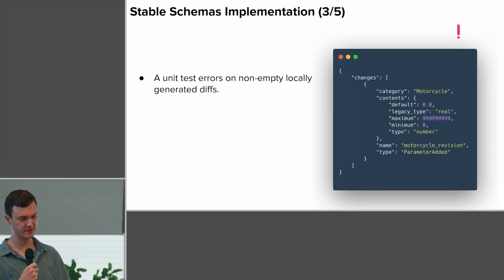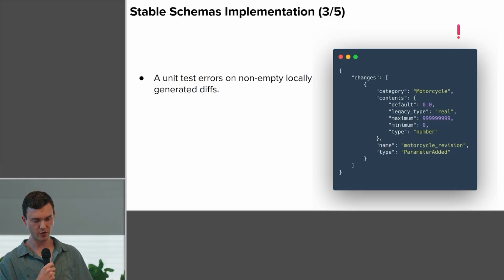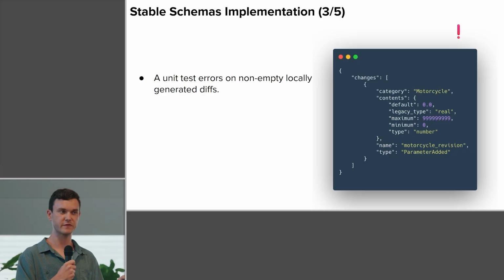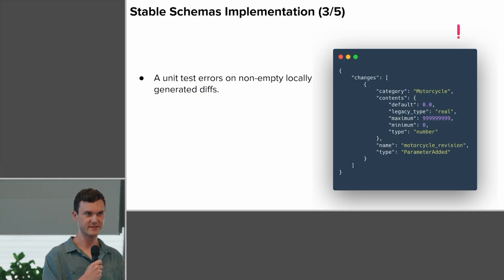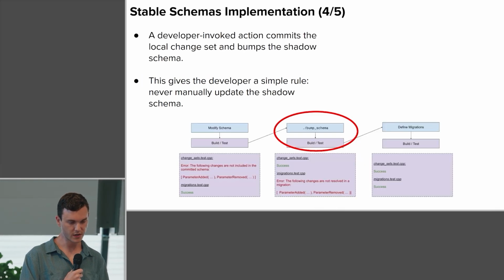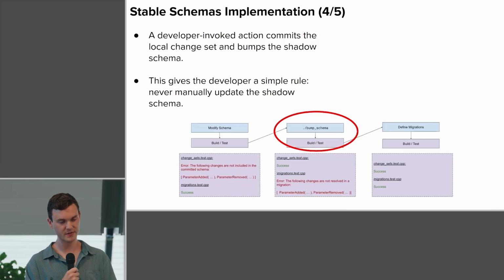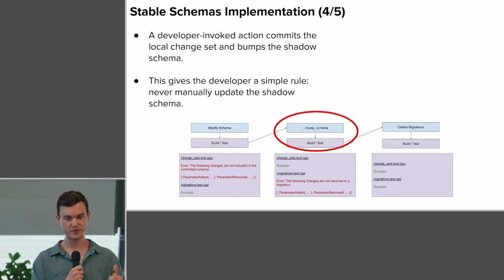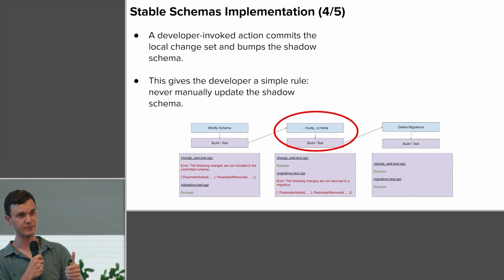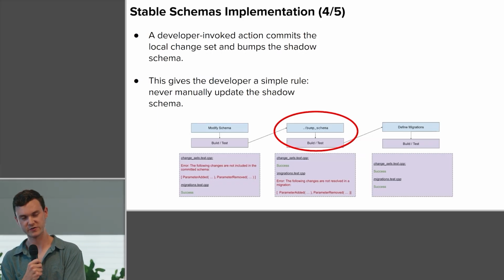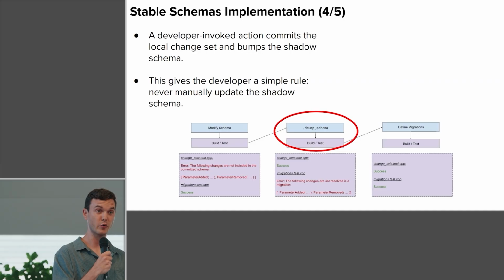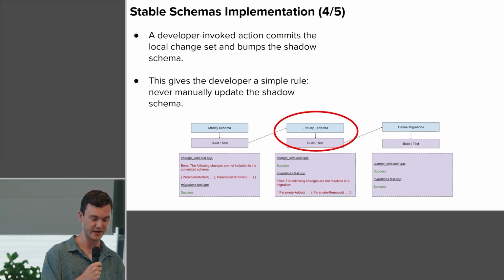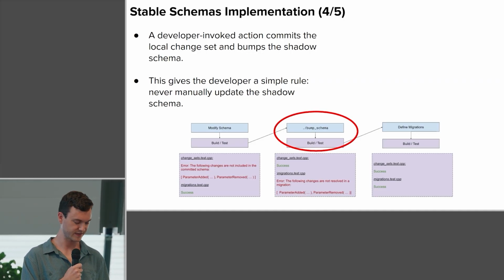Step 3, a unit test fails, right? So we wrote all these changes to a file, we consume the file in our C++ unit test, and it just looks that it's not empty. Step 4, this is our tool. This thing is going to take the change set generated in step 2, it's going to write it into our source code, and it's going to bump the shadow schema. So this way, if I were to rerun the whole system, there's no changes anymore. But there's a little artifact that was left behind, and that's what I'm going to act on in the next slide.